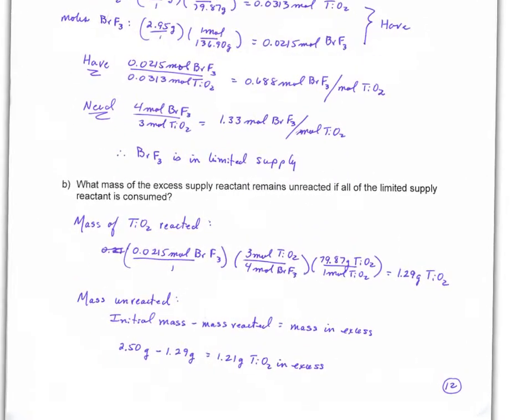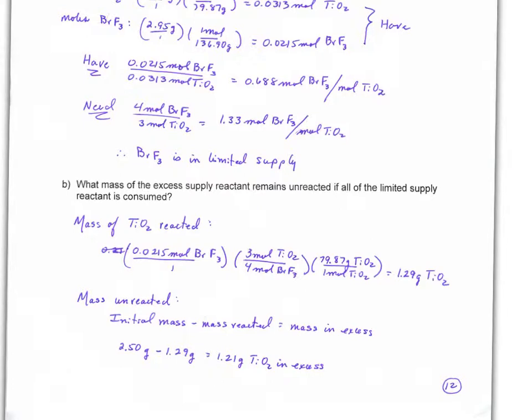So then it said, all right, so now you've identified what's in excess. So what's in excess is the TiO2. So the question related to the excess reactant is how much will you have left? So to know how much you have left, you have to use the limited reactant, which is the BrF3, to see how much you will react.